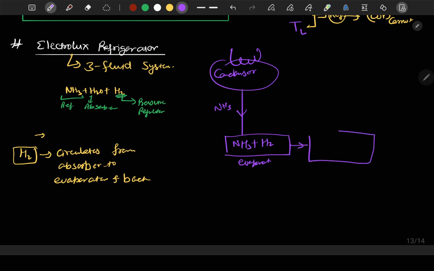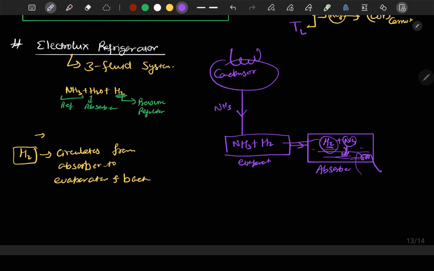Now it moves to our absorber. Hydrogen gas is also present here, hydrogen gas plus ammonia plus water, all three are present here. This is our water. This water will absorb the ammonia, and only hydrogen gas will remain here. Of course, there will be circulation of cooling water here, and this hydrogen will move between the evaporator and our absorber.